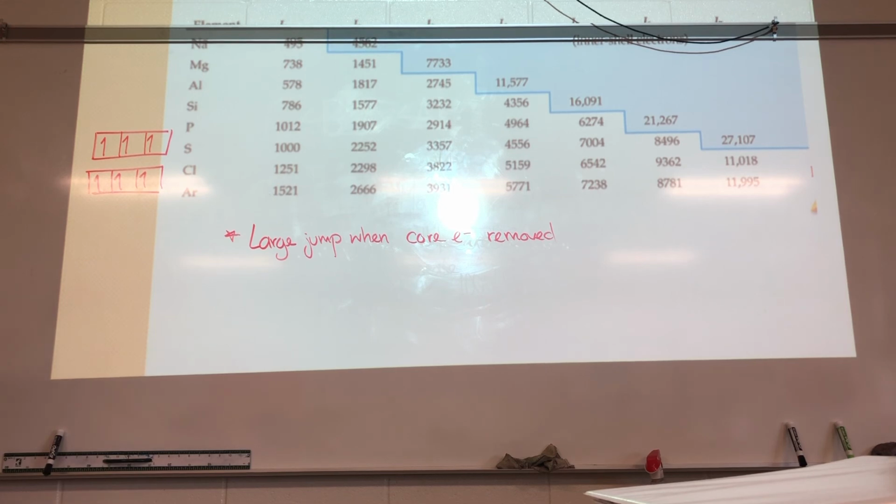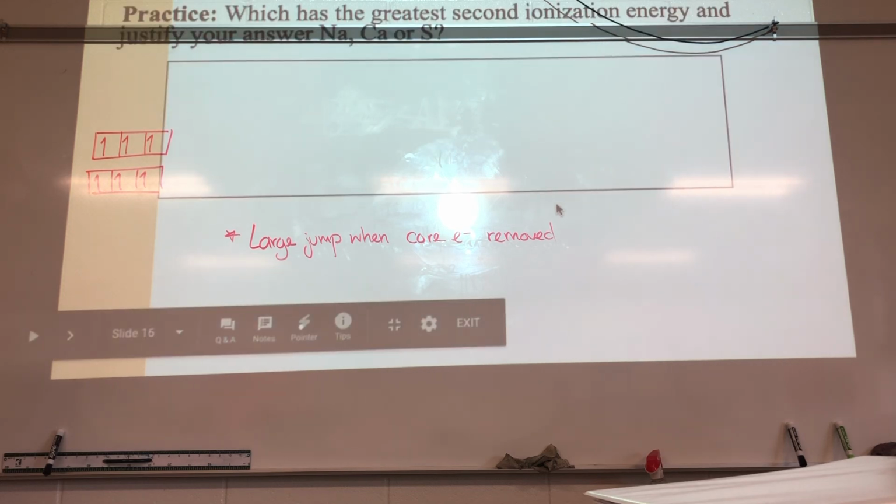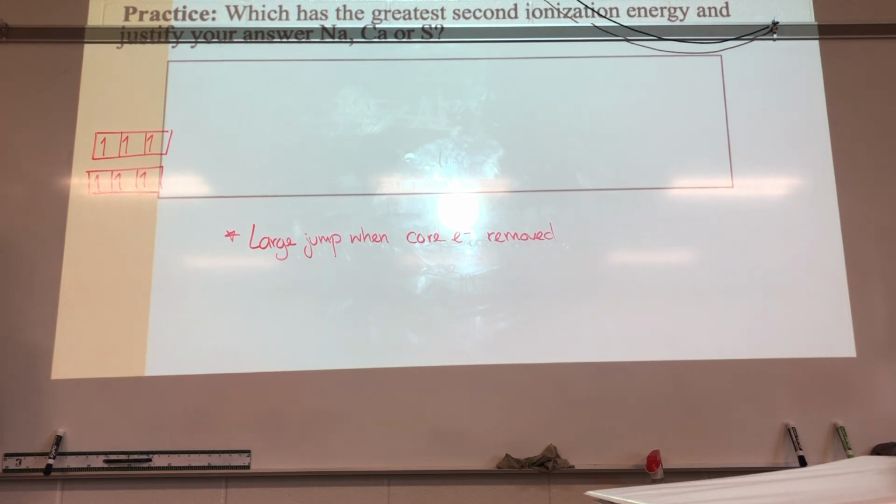Okay, let's have you try this problem, maybe with your table buddy. Na, Ca, S. Okay, so between those three, without looking at the chart, keep in mind you're not going to have these charts, so don't look at the chart, pick which one would have the highest second ionization energy.